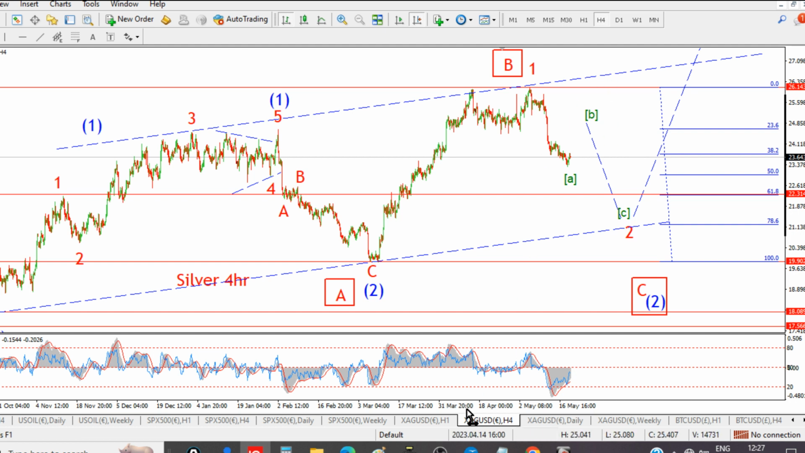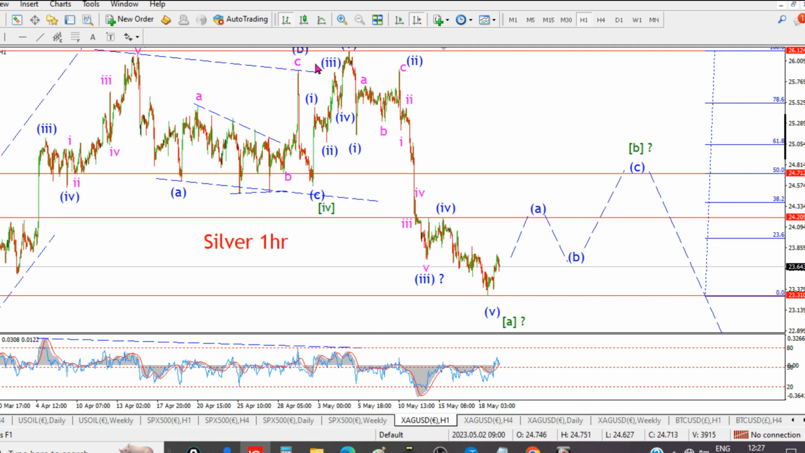So if we go to the hourly count here in silver, you can see I've traced out 5 waves down in wave A, and last night we were looking for the beginning of wave A of B. So looking for 3 waves up in wave B over the next week or so, 2 weeks, 3 weeks, God knows how long wave B will go on. It's going to be probably a painful trade over the next few weeks if this pattern is correct.